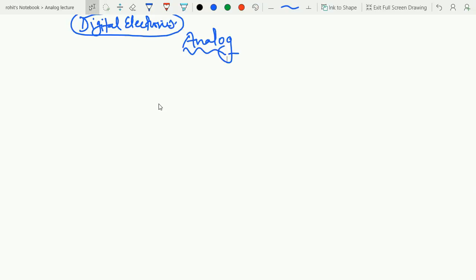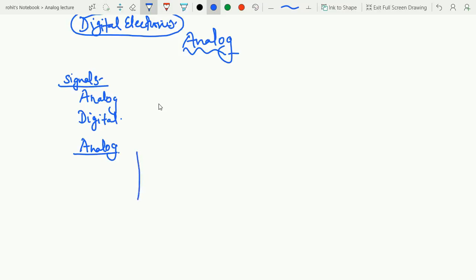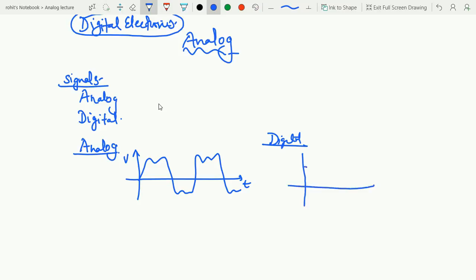Now we will see what analog electronics is. Friends, everything depends on the signals. What is our signal, analog or digital? We have analog and digital signals. So what is an analog signal? Analog signals are those signals which vary continuously over time, like this, whereas a digital signal will take only two levels, either one or zero. So this is a digital signal and this is an analog signal.